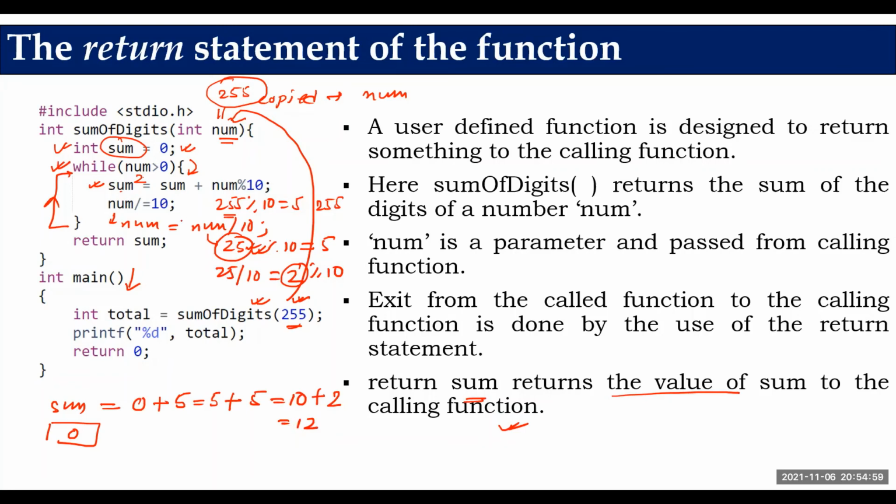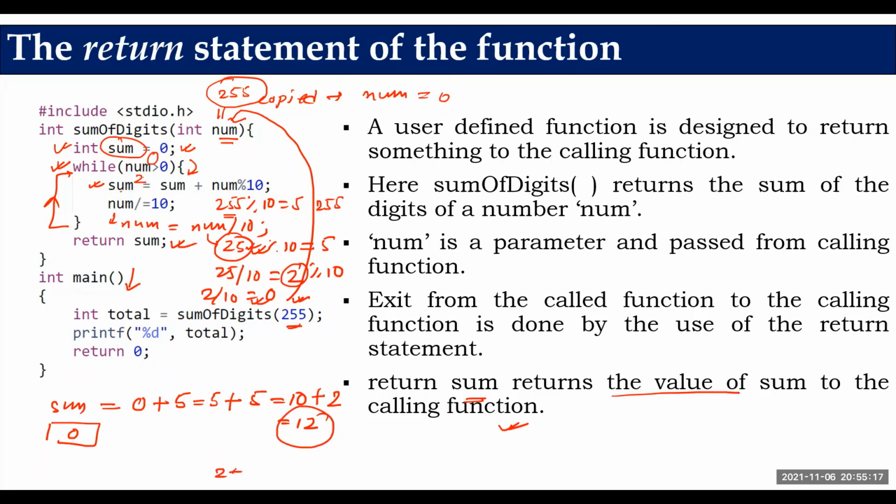And num equal to num by 10. What is num? Num is 2. So 2 by 10, the answer will be 0. So the value of num is right now 0. Num becomes 0 now. It will go up. 0 greater than 0, false. The loop will terminate. Return sum. What is the value of sum? 12.